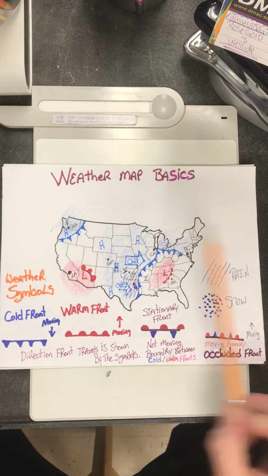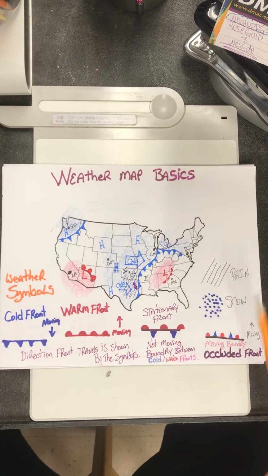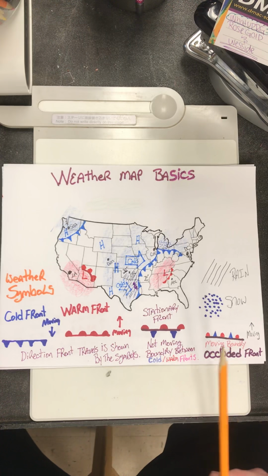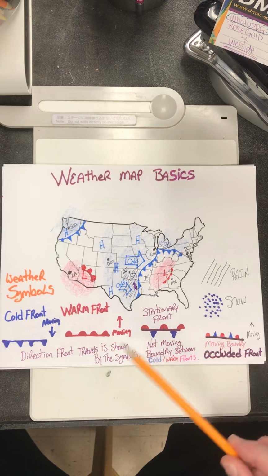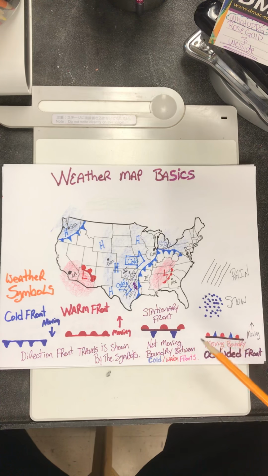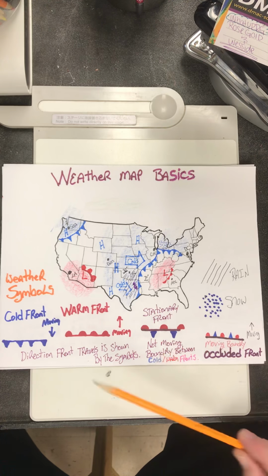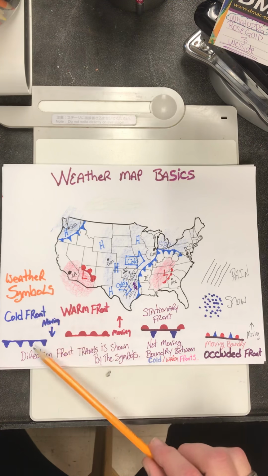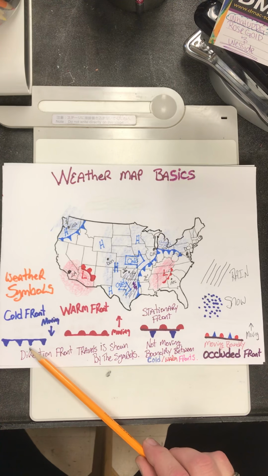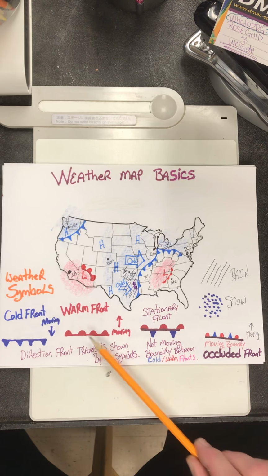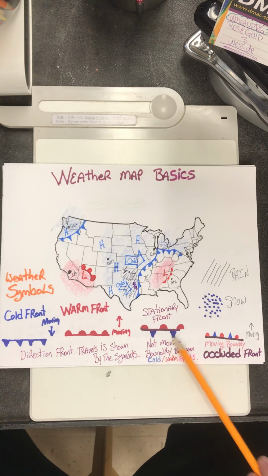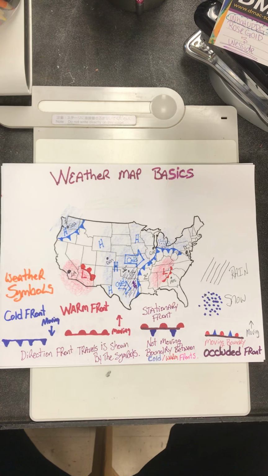These are some of the basic things you'd find on a general weather map, and the things that you'll be tested over in the 8th grade science class. We have weather symbols: the cold front, the warm front, the stationary front, and the occluded front. And we'll discuss each one of these a little bit.